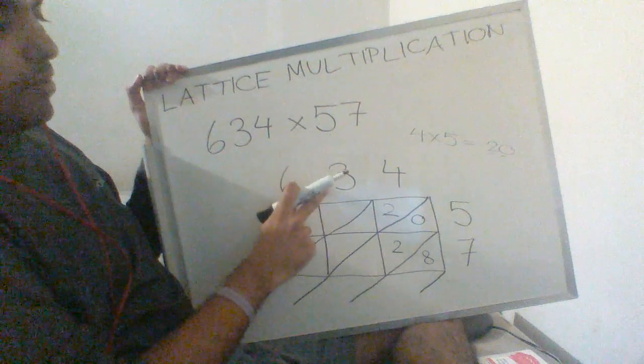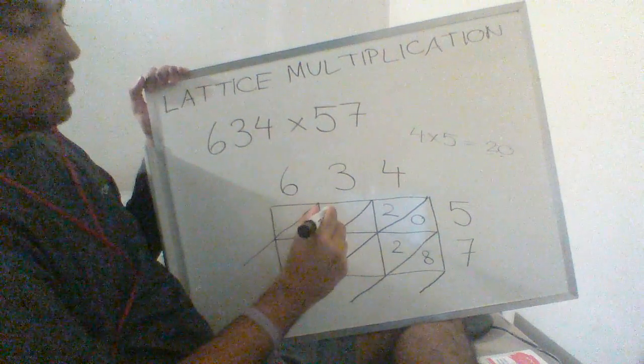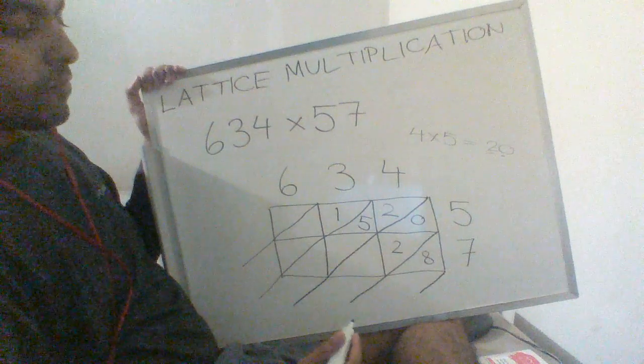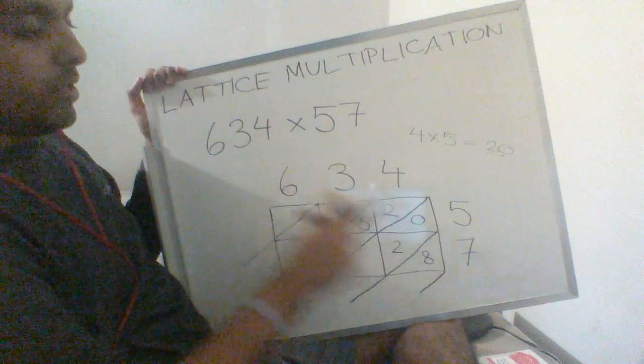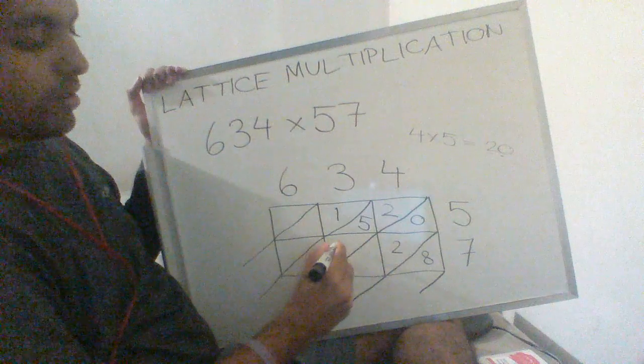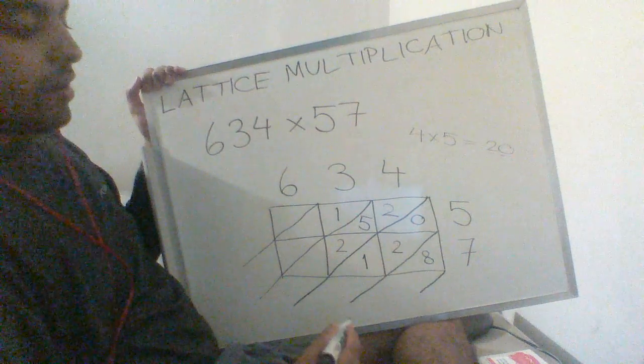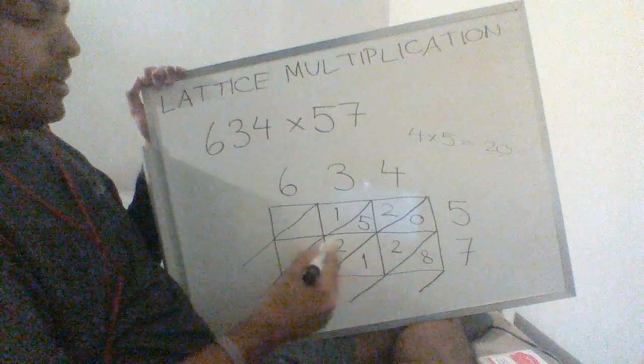Now we do the same thing with 3. So we do 3 times 5, which is 15. So we put the 1 up there and the 5 down there. And then we do 3 times 7. So we put the 2 up there and the 1 down there for 21. 3 times 7 is 21.